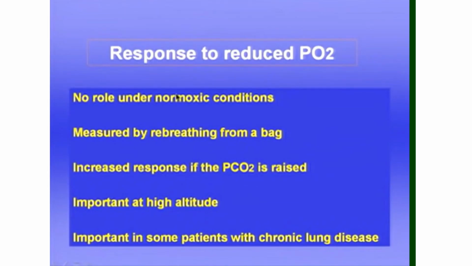The response to a reduced PO2 is important in some patients with chronic lung disease. I'm not going to go into this in detail, but some patients with very severe lung disease have an increased PCO2 and a very low PO2. And in some of those patients, a lot of the drive to breathe is coming from the low arterial PO2. Not so, of course, under normoxic conditions, as I've emphasized, but in these patients with a chronically reduced arterial PO2, some of the drive to ventilation comes from the low arterial PO2.